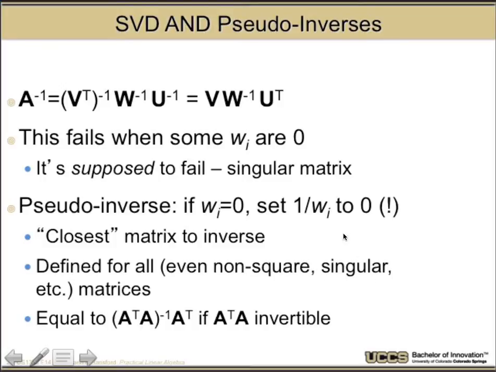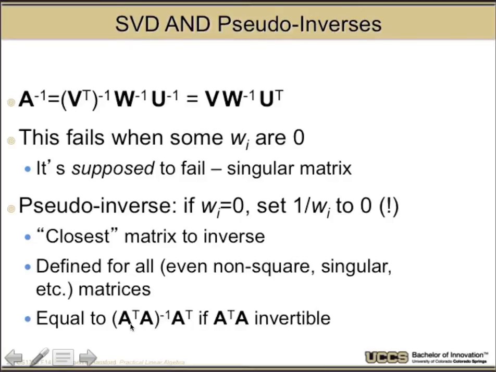Just like when we had our over-constrained system last week, we talked about how you can do least squares. Well, it turns out the pseudo-inverse is really the same kind of thing. This idea of a pseudo-inverse is defined for all matrices. It doesn't matter if they're non-square, if they're singular, or whatever. There's always a pseudo-inverse. And if A transpose A is invertible, then A transpose A inverse A transpose is actually equal to the pseudo-inverse.